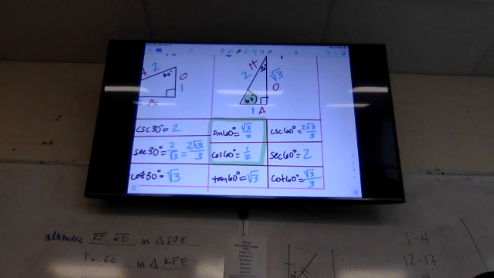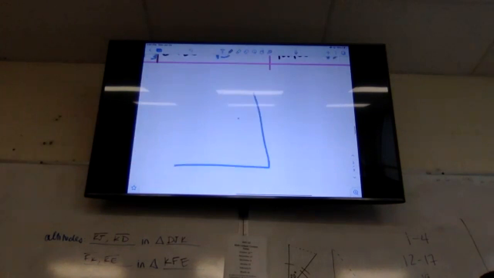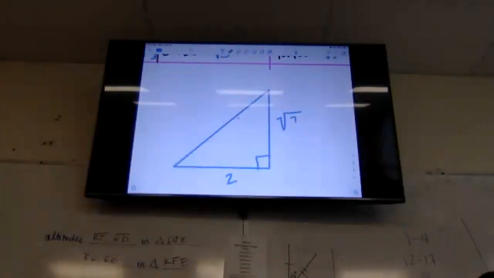You will definitely have to do a table like this for the quiz, but it will be just a random triangle. It'll be something like this. I'll give you a random triangle and I'll say, okay, this side is 2, this side is √7. Here's your theta. Find this missing side and do sine, cosine, tangent, cosecant, secant, cotangent.